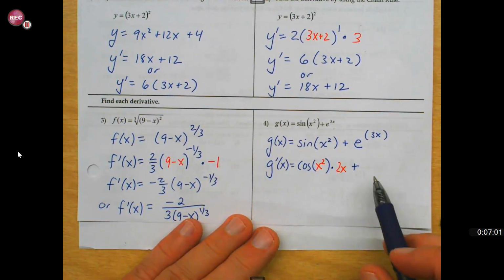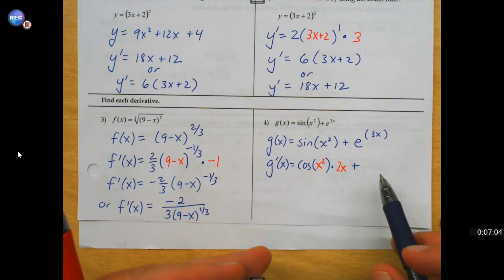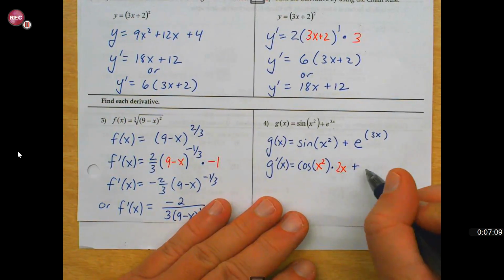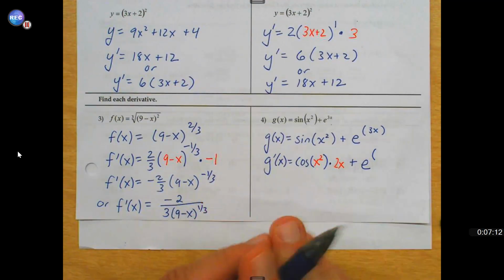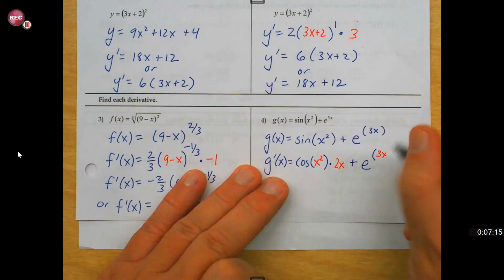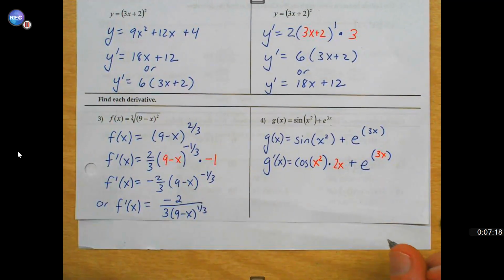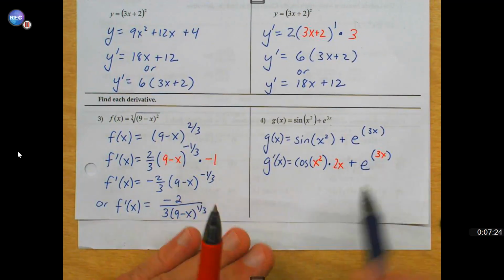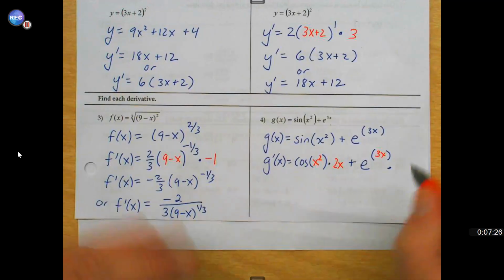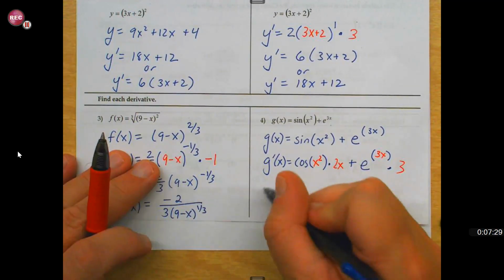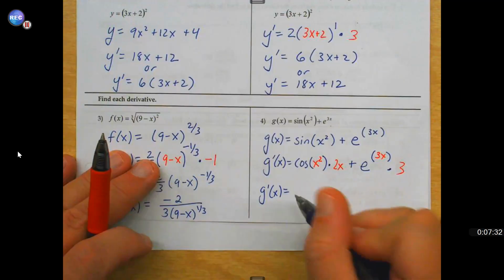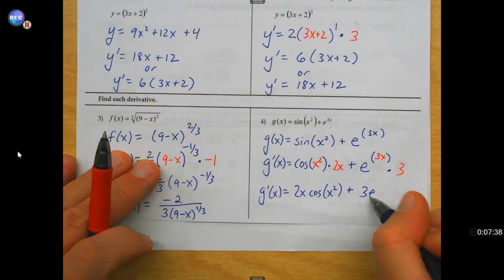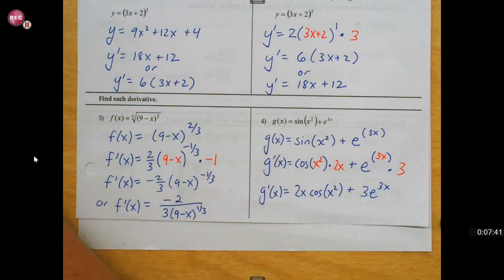Now the funny thing about e to the x, e to the x's derivative is just itself. So when I do the derivative of the outer function, which is e, I'm just going to write it the way it is. But then to complete the chain rule, I do have to multiply by the derivative of the inner function. So we're just doing the derivative of 3x, which would be 3. All right, so when I clean that up, I could just say g prime of x equals, we'll take that 2x to the front, cosine of x squared plus 3e to the 3x, and you could leave it just like that.